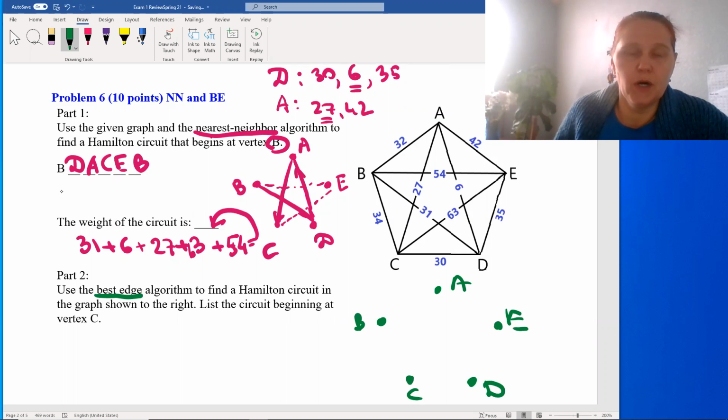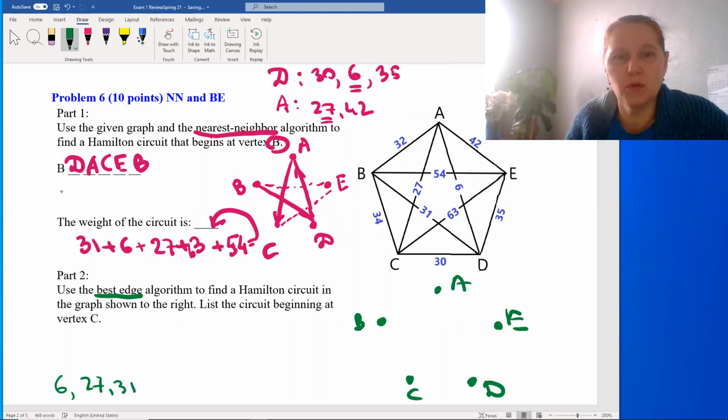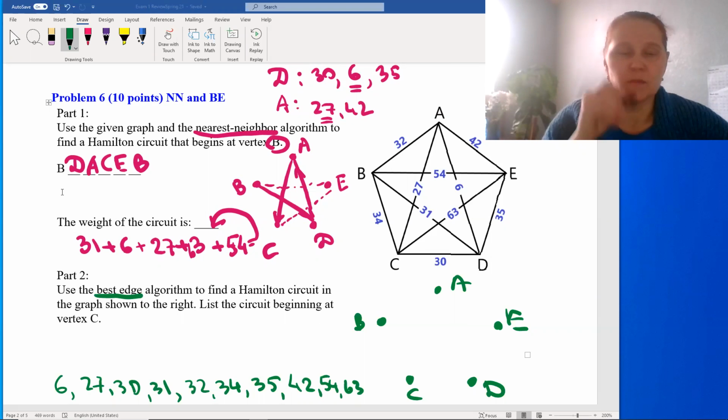Okay, so you can make a list of all your edges if it is convenient for you, so that you don't skip anybody. So 6, 27, 30, 30, then 31, then 32, 34, 35, 42, and 54, and 63. Okay, we have 10 edges, that's good, all are there. And we start from the very best of them.